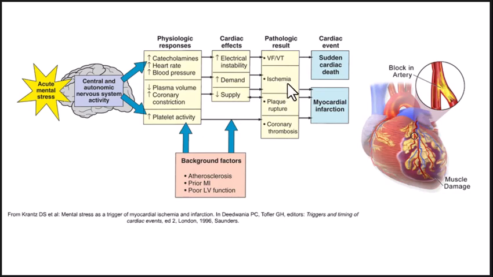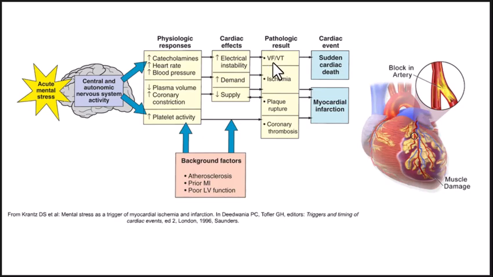We know that ischemia can result from the variables that we're seeing here. Plaques can rupture, clots can form, and this can lead to a myocardial infarction. So somebody might have a predisposition, but everything is okay, and then acute mental stress can just exacerbate everything. The last thing I'd like to point out here is VF and VT.